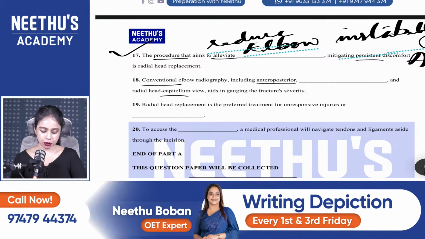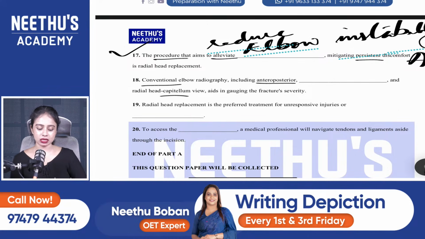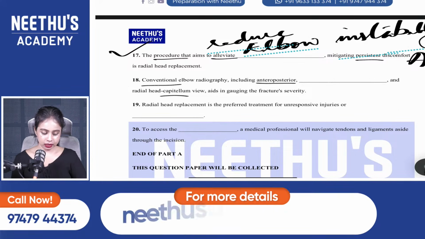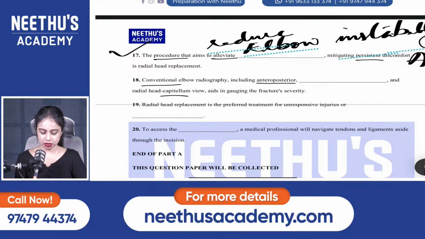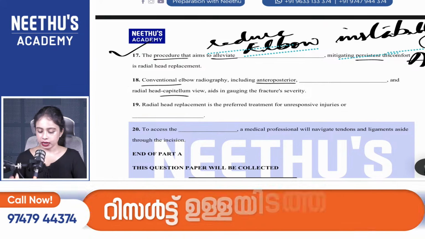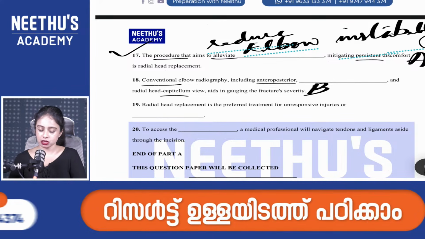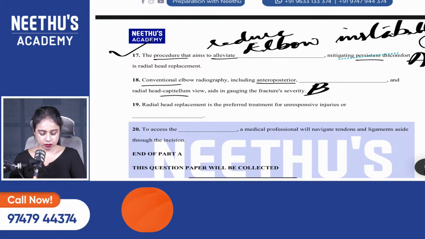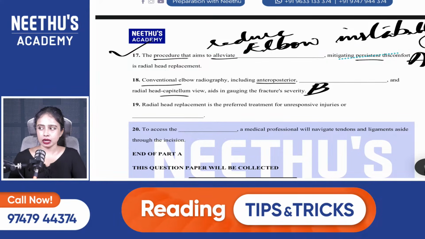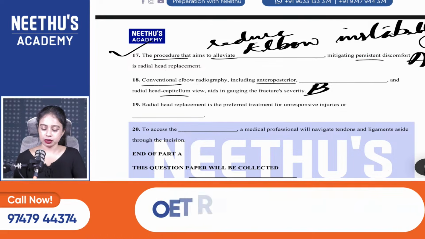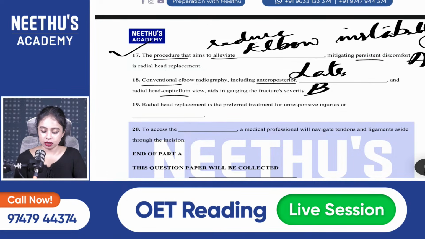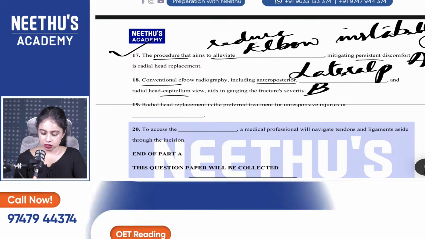18th one, yes Beulah, elbow instability, yes Bina, yes Agila. And what about the 18th question? I'll just give you a clue. It's from text B. Let me know the answer, please, in the comment box. Any idea? Very good. It is lateral projections.